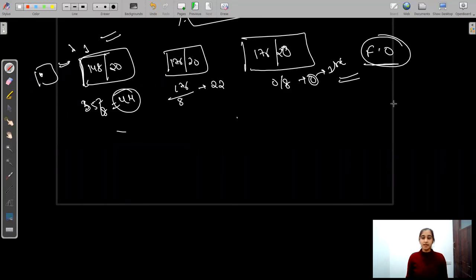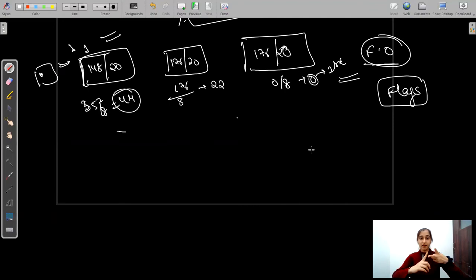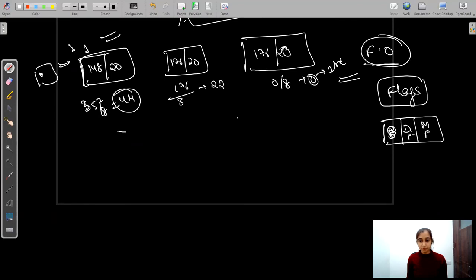Then the last thing is flags. There are 3 fields: identification, flag, and fragmentation offset. 2 we have discussed. Now the flag field. The flag field is of 3 bits. The first is not used. The second is DF and the third is MF. DF means do not fragment, and MF means more fragments.